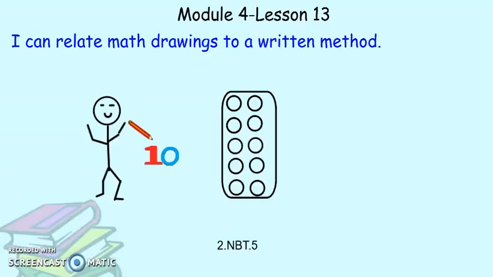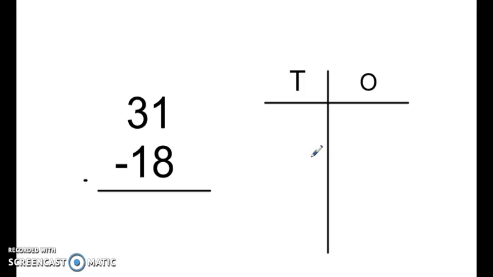Okay, today we're going to do Module 4, Lesson 13, and our objective is, I can relate math drawings to a written method. So let's take a look at our first problem. Here we have 31 minus 18. Remember, when we are subtracting, we draw our magnifying glass around the top number. This is the number that we will draw and we subtract from.